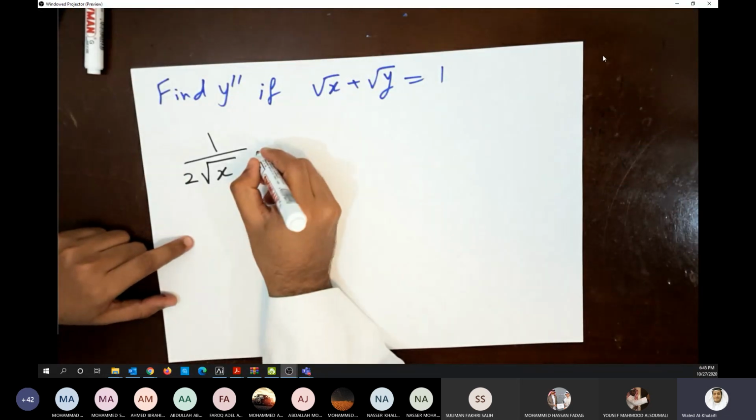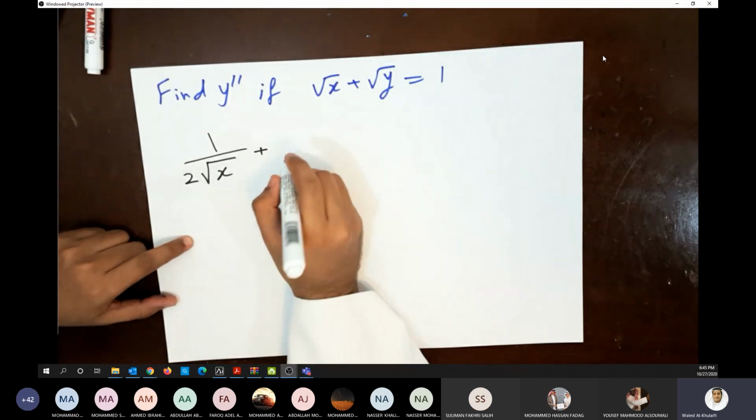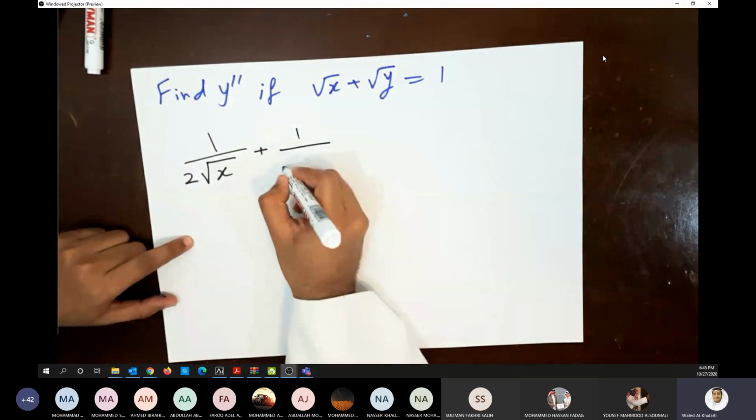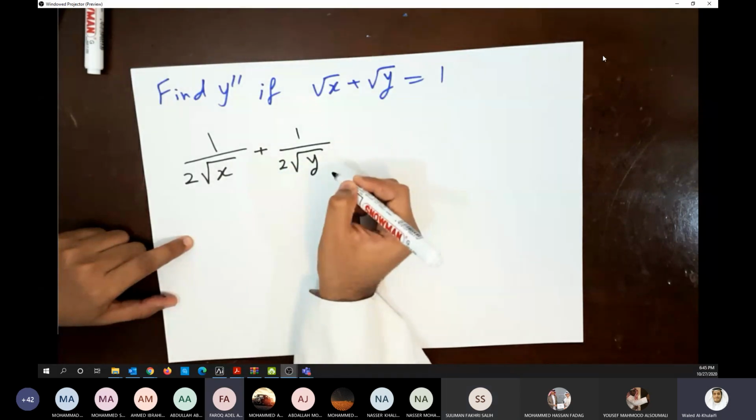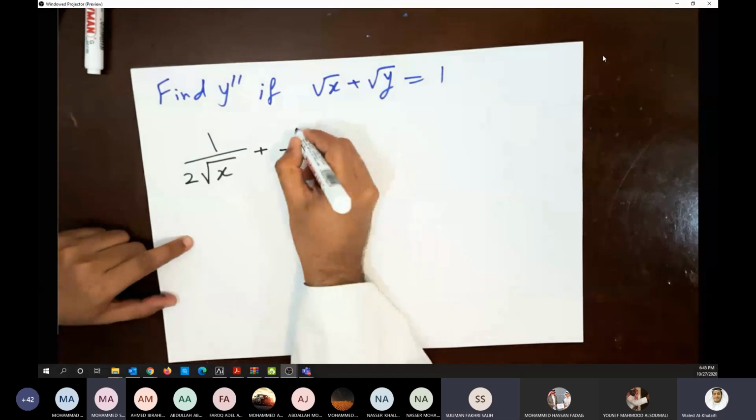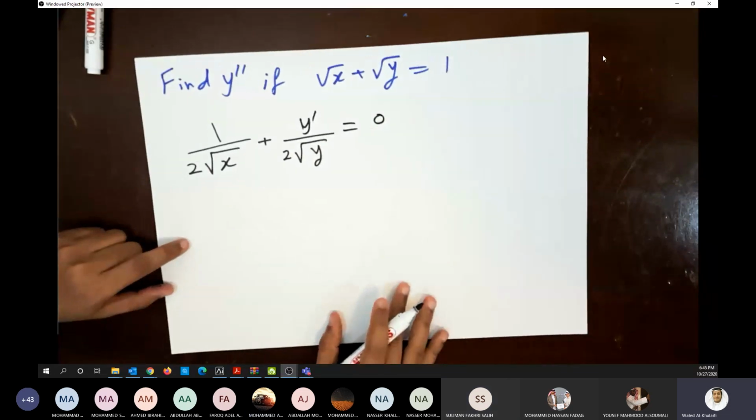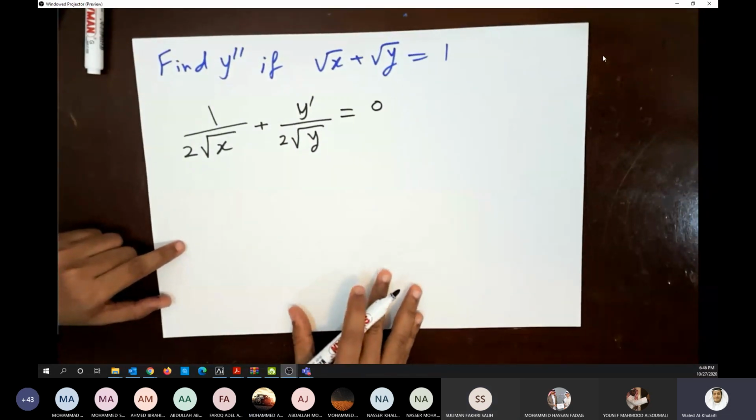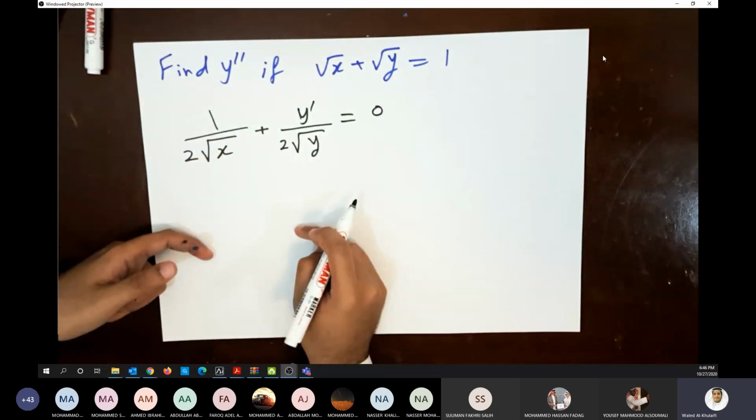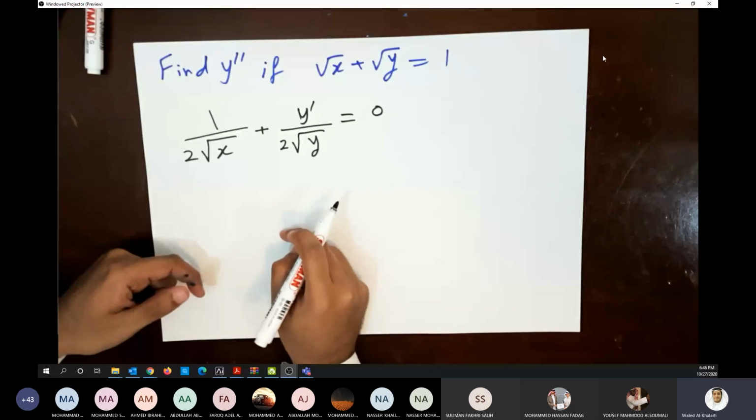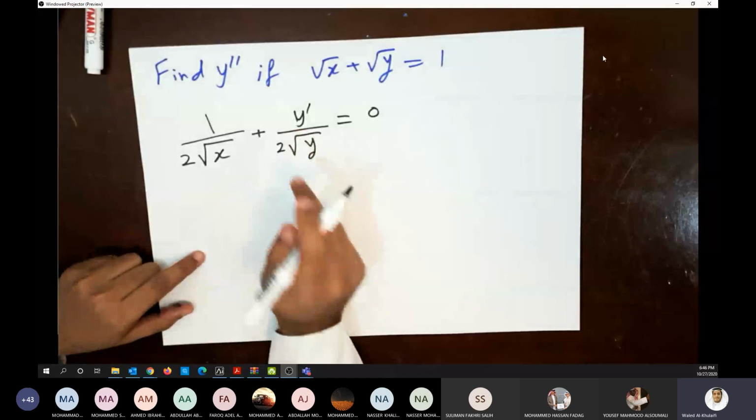Okay, plus 1 over, anyone? 2 square root of y, times y prime, equals 0. Very good, very good, guys. Equals to 0. Now the idea is this. You don't go to the second derivative, I mean differentiate this one, although you can do it, but it's better to arrange the equation in terms of y prime. Okay, it's better to arrange the equation in terms of y prime.